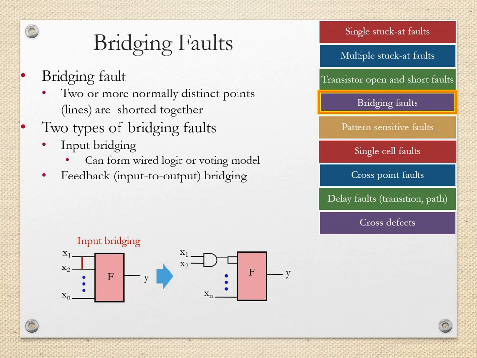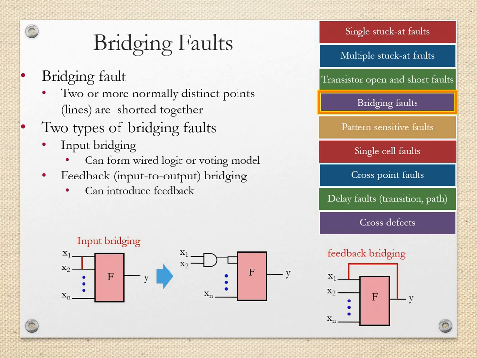Then another type of bridging fault may be feedback, that is input to output bridging. It can introduce the feedback, and this is shown over here, that is Y is the output and that gets shorted to the input X. So this type of fault is called feedback bridging and can cause oscillation or latching.